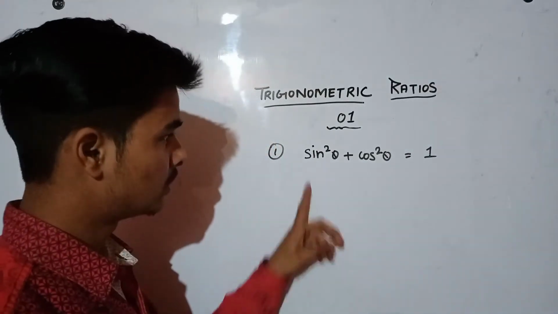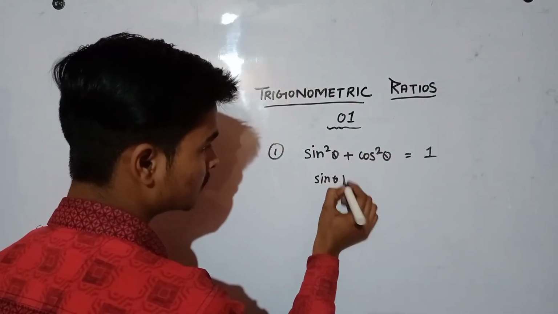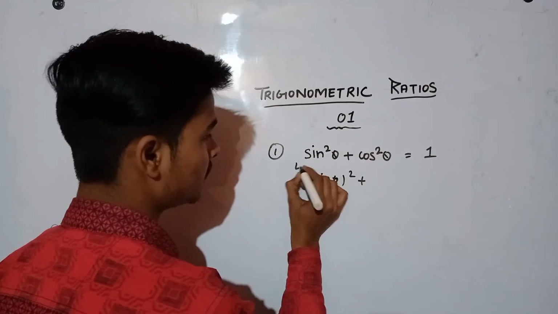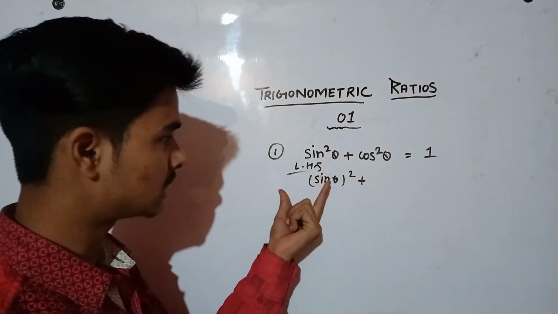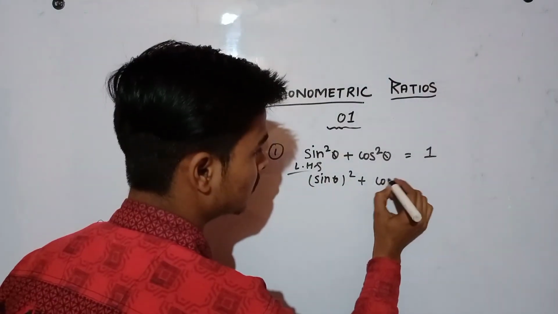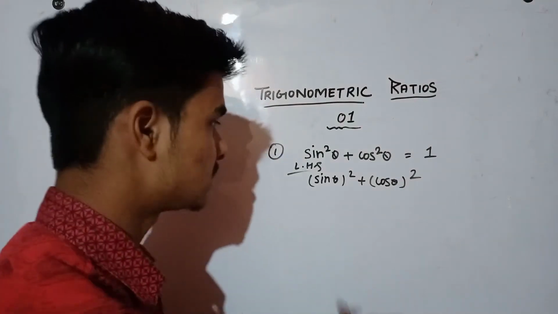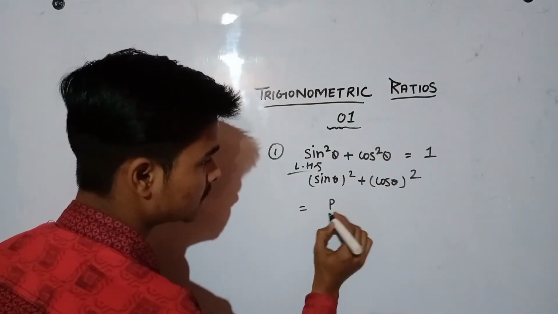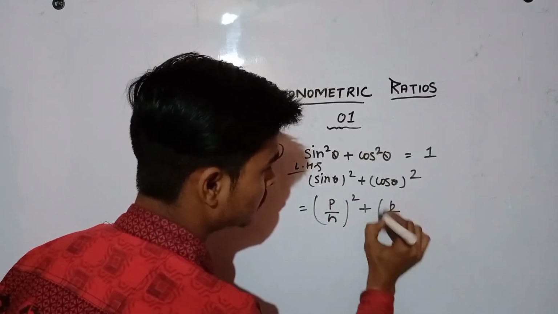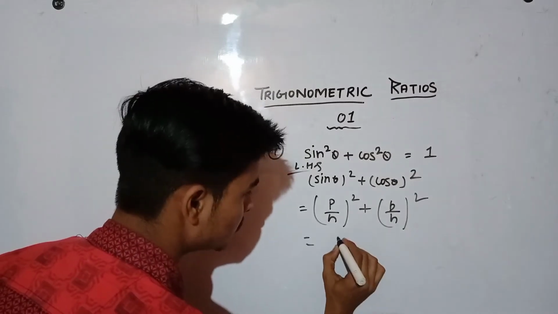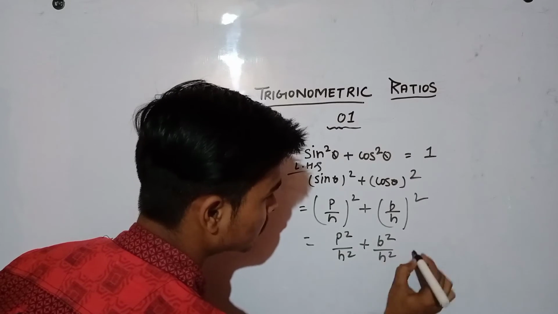See how it came. First of all, sine square theta also means sine theta to the whole square. Let me take the LHS part. So sine square theta can be written as sine theta to the whole square, and cos square theta can be written as cos theta to the whole square. Now tell me, sine theta is what? Perpendicular upon hypotenuse. So (p by h) whole square plus (base upon hypotenuse) whole square. So it is p square by h square plus b square upon h square.